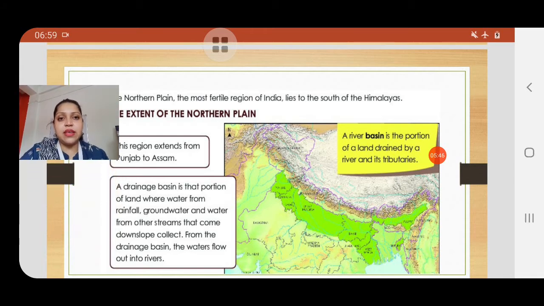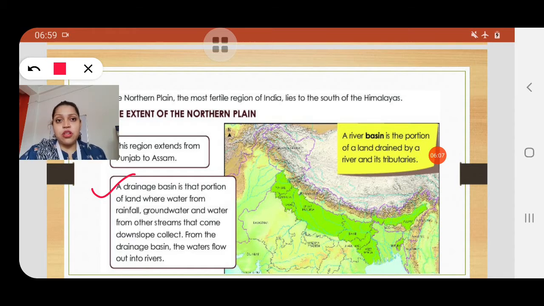Okay, here you can see drainage basin, and what it's given. A drainage basin is that portion of land where water from rainfall, groundwater, and water from other streams that come down slope collect, and from the drainage basin the waters flow out into rivers. So what is a drainage basin?